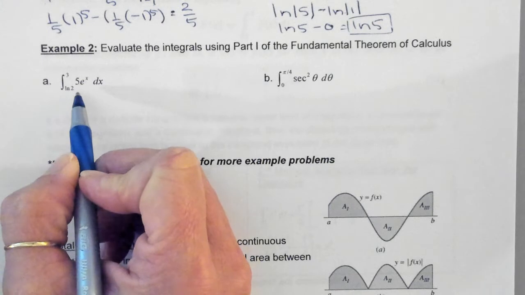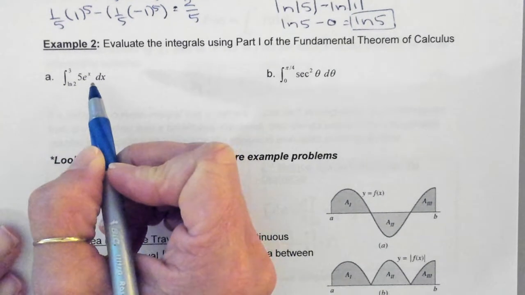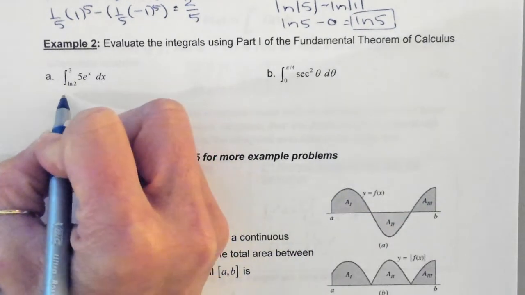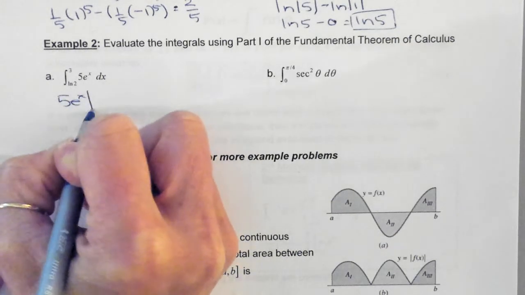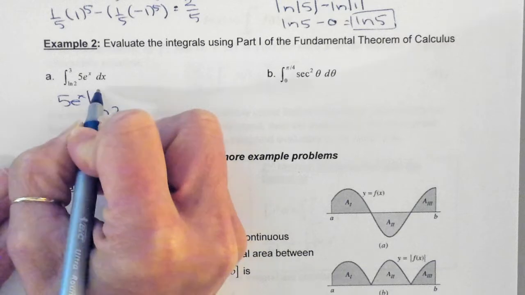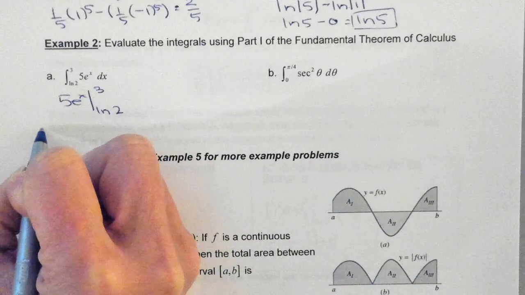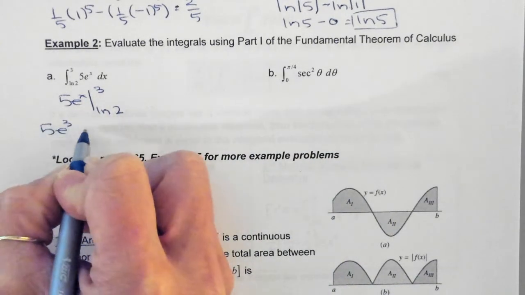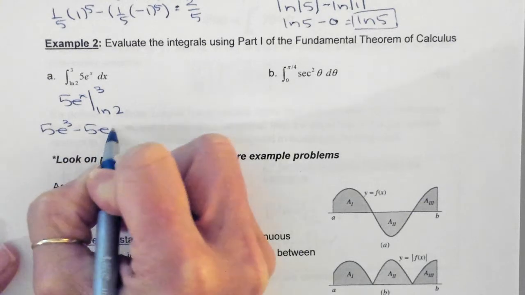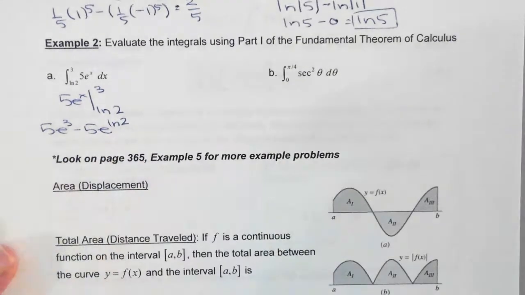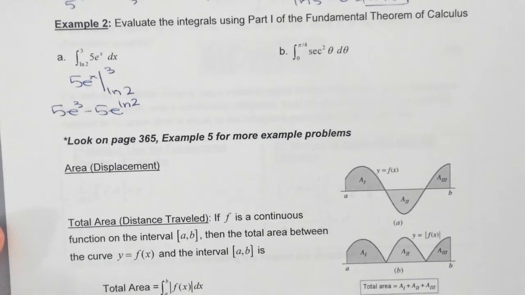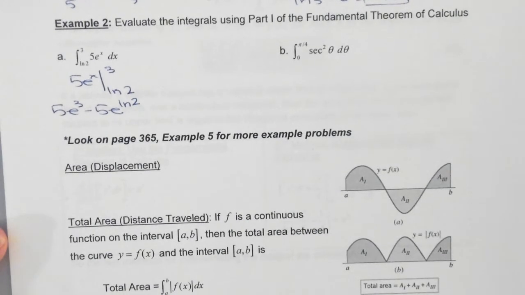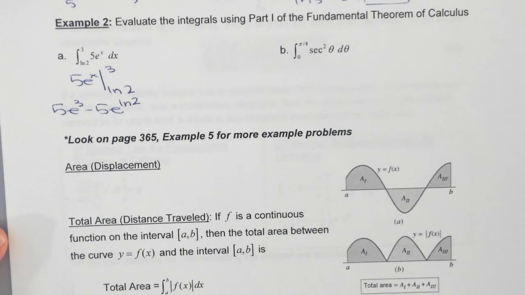What's the integral of 5e to the x dx? 5e to the x. Thank you. 5e to the x to be evaluated from the natural log of 2 to 3. Okay, so what we have here is 5e cubed minus 5e to the ln of 2. So this here would technically be a correct answer, but it's not simplified, and most likely this type of question, the directions would say provide your answer in its simplest form.